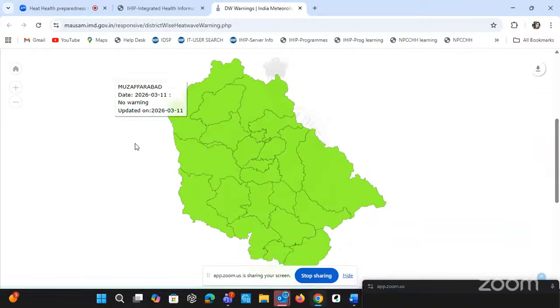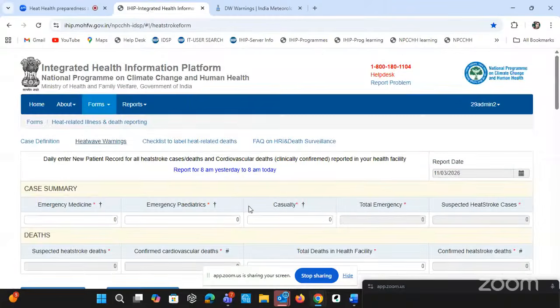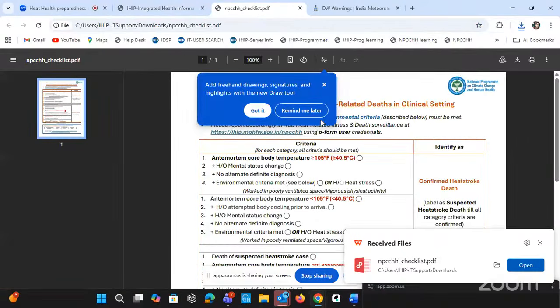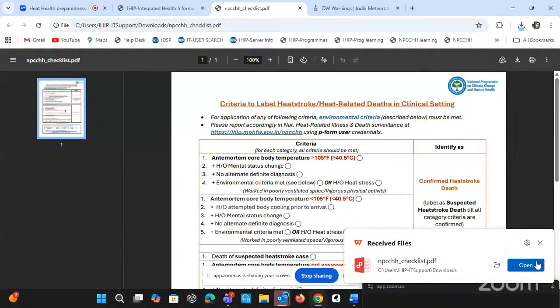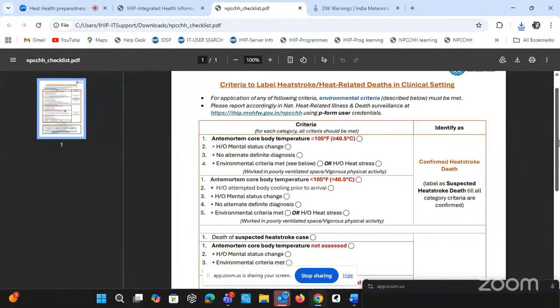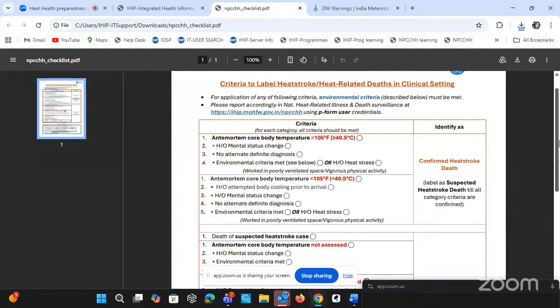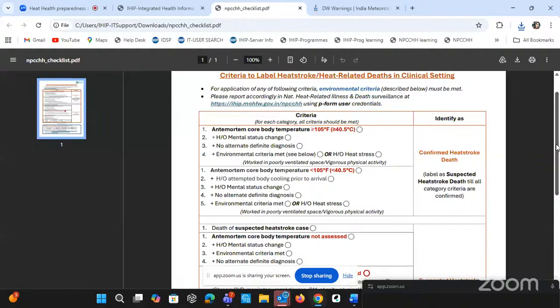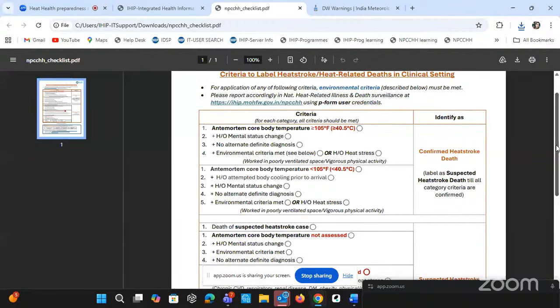Can you go back to the IHIP portal, Bhupesh ji? Yeah. Can you select on the checklist to label heat-related deaths. So, in case there is a death within the facility, or there is a person who is brought dead, you need to fill this checklist and upload it on the portal. These are the criterias that are followed to label a person as heat stroke or heat-related death. This is a combination of clinical and environmental criteria, and it has to be filled by the medical officer.